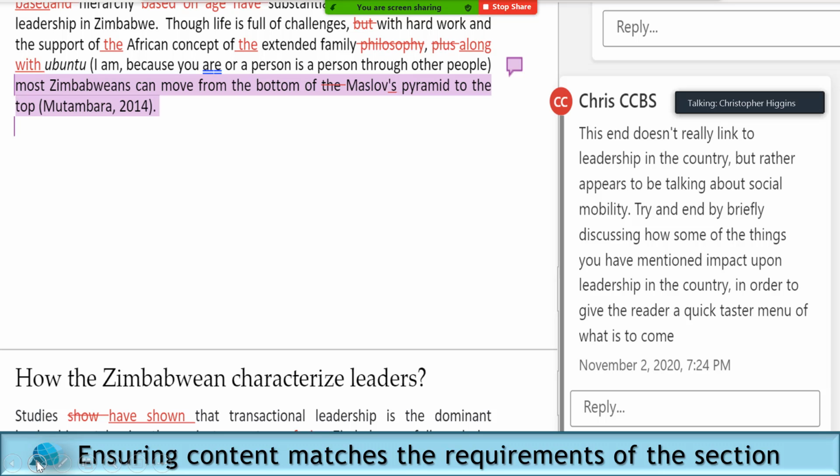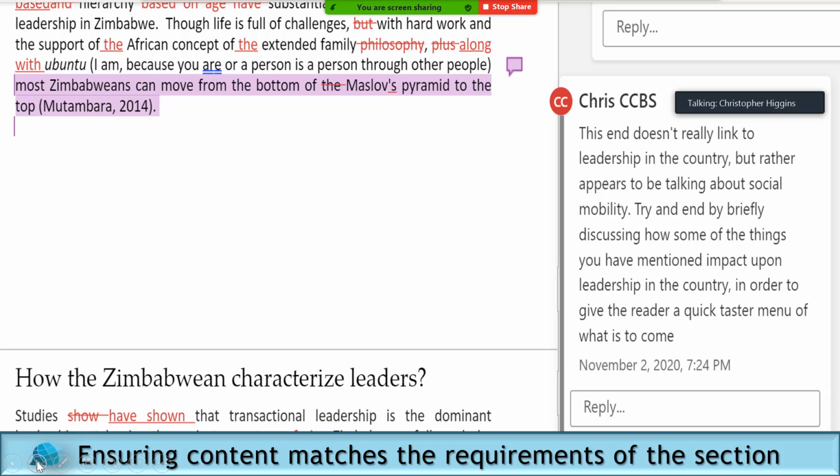Again, this is the end of the introduction to Zimbabwe's CP, and it starts with: though life is full of challenges, with hard work and the support of the African concept of the extended family, along with Ubuntu, I am because you are, or a person is a person through other people. Most Zimbabweans can move from the bottom of Maslow's pyramid to the top. So again, this is the conclusion of the introduction, but by the end, it's not clear that what you're about to talk about is leadership necessarily.